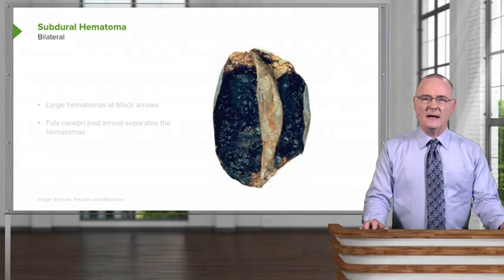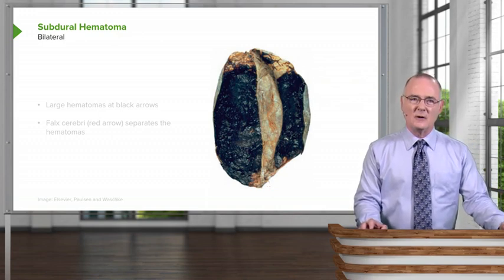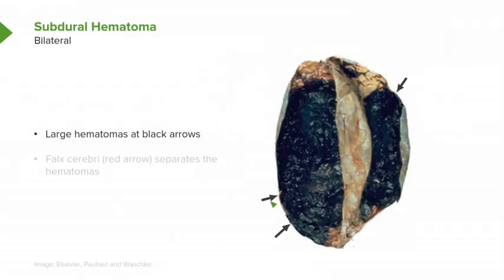Here we're looking at a postmortem view of a subdural hematoma. In this case, the subdural hematoma occurred bilaterally, and you can appreciate the large hematoma regions here. Black arrows on this side, and then one black arrow on this side. This dark substance represents the hematoma. This structure here that is separating both bleeds is the falx cerebri.